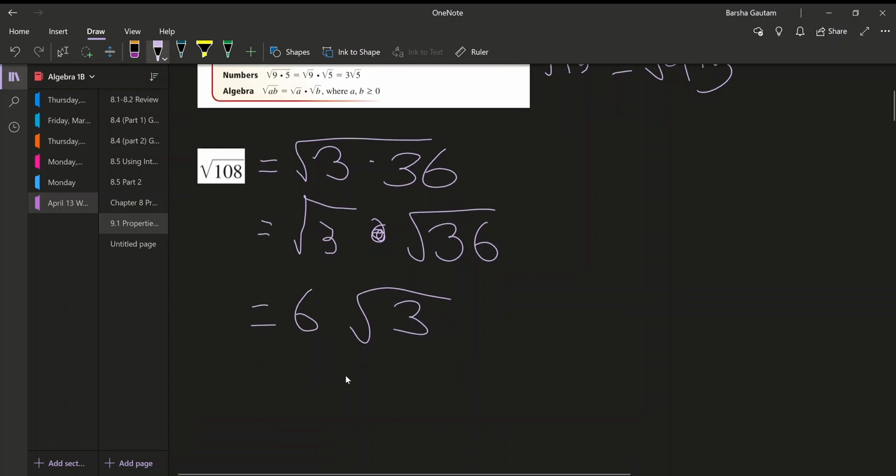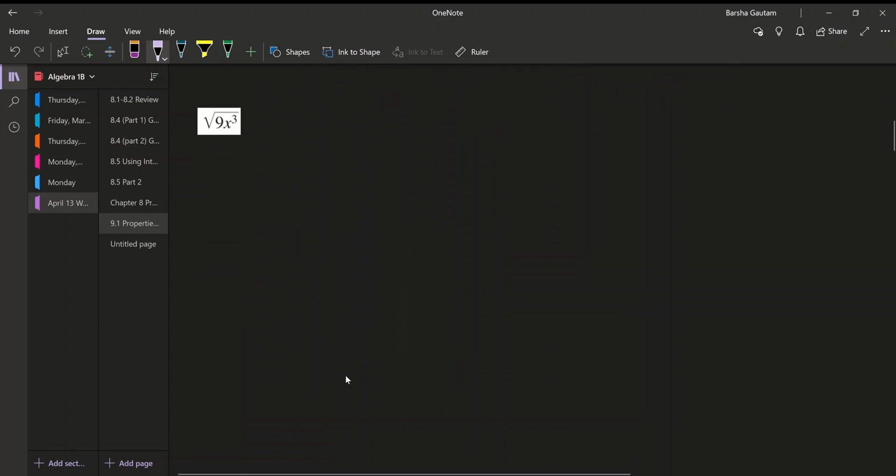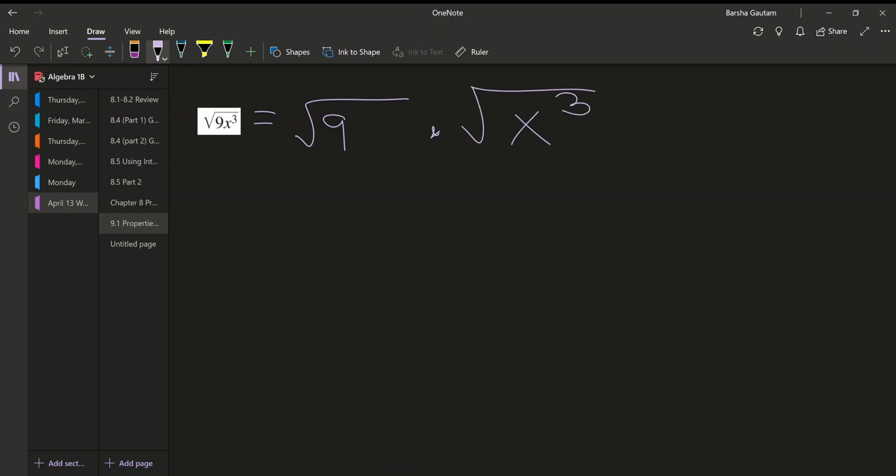Okay, so now let's try another one. Let's try root 9x to the power of 3. Let's separate this out before we even start. What we can do is 9 times x to the power of 3. Let's do that first. And then from here, what is the root of 9? Root 9 is equal to 3, because 3 times 3 is equal to 9. And now we're left with x to the power of 3.